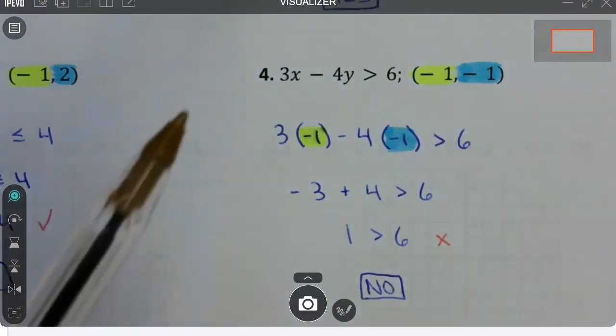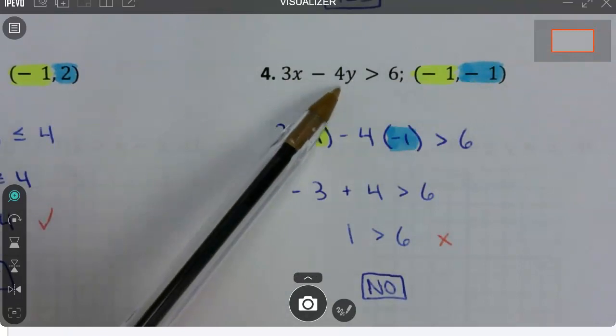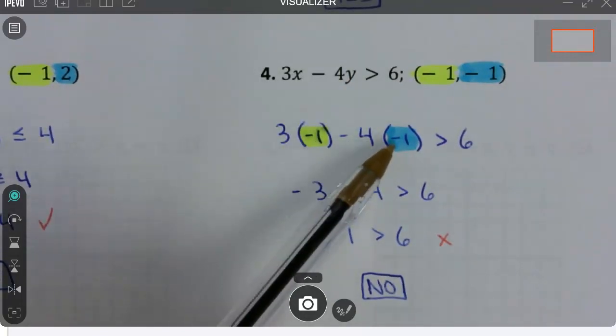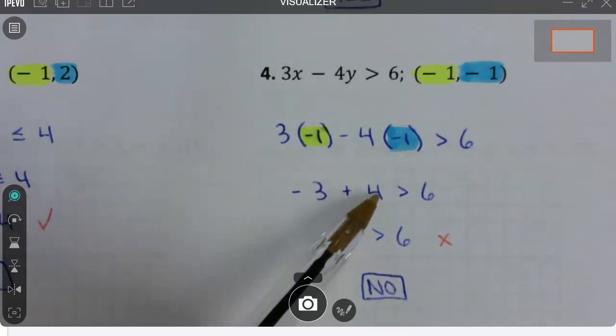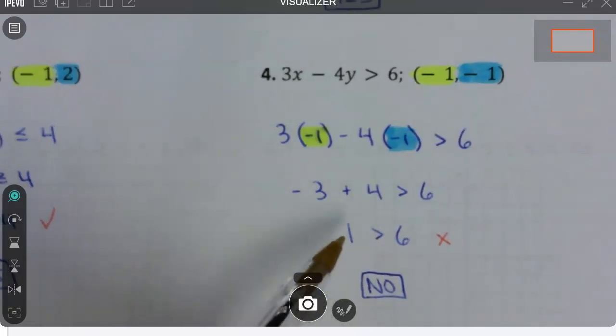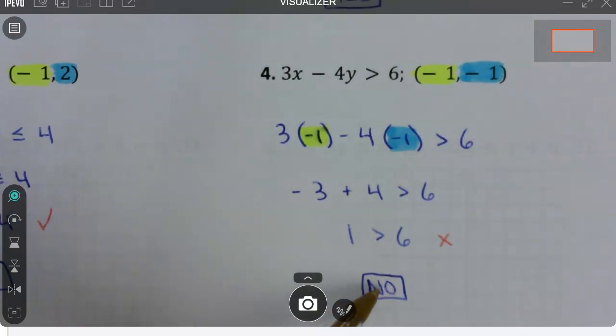And the last one, I plug in -1 for x. I plug in -1 for y. 3 times -1 is -3. -4 times -1 is +4. Is my left side greater than 6? The answer is no. 1 is not greater than 6, so it doesn't work, so that is not a solution for the inequality.